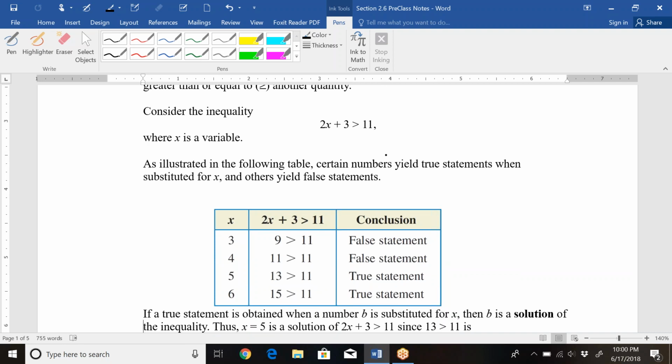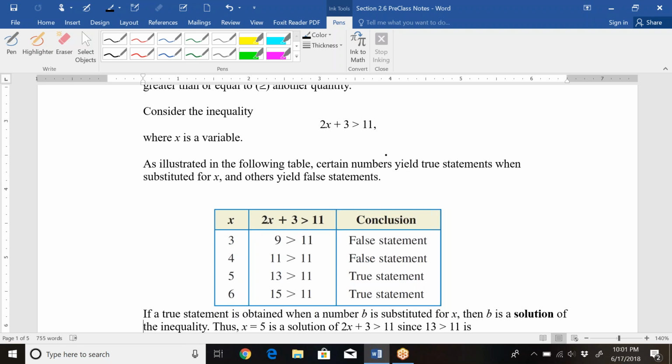If we plug in 4, then we get 8 plus 3, which is 11. Greater than 11, that's not true either because you do not have the equal to symbol. So when we plug in 5 and 6, we see that those both make true statements. The problem is that we don't really know if 5 is the first time that becomes a true statement or not. There's probably some fractions or something in between 4 and 5 where it switches from false to true.